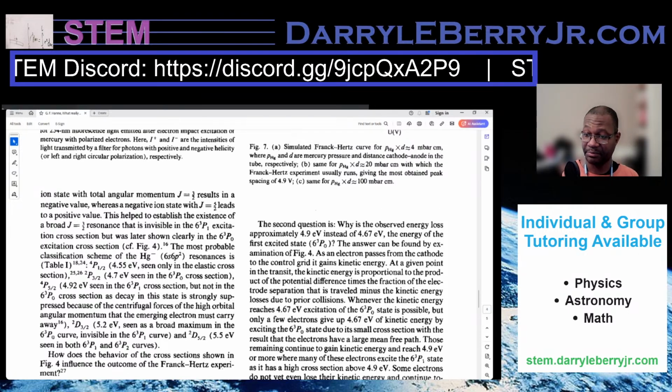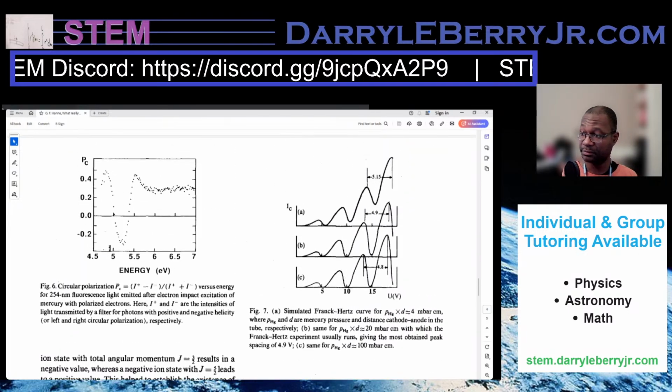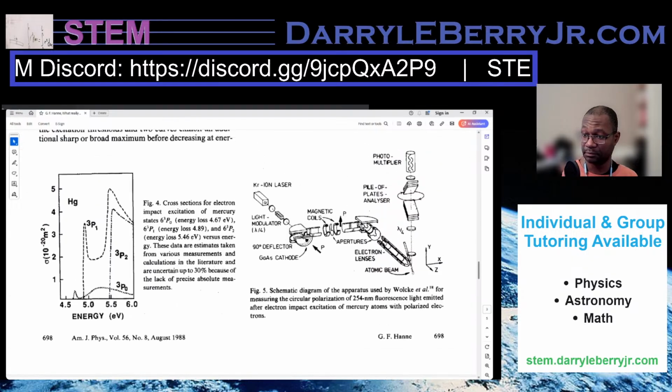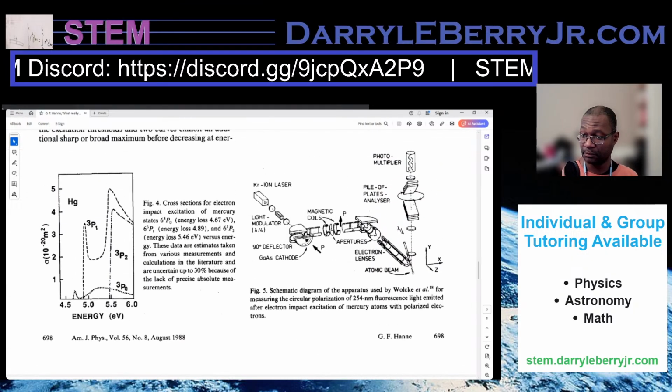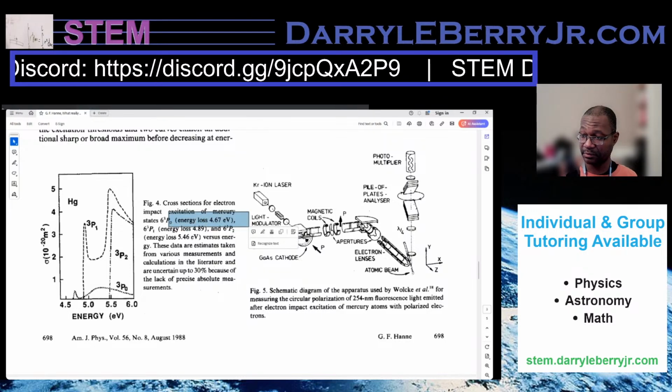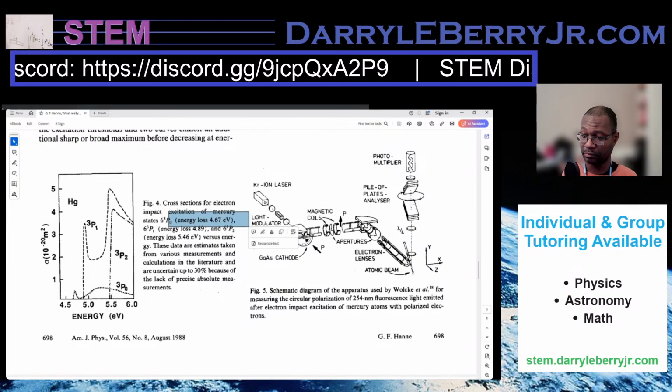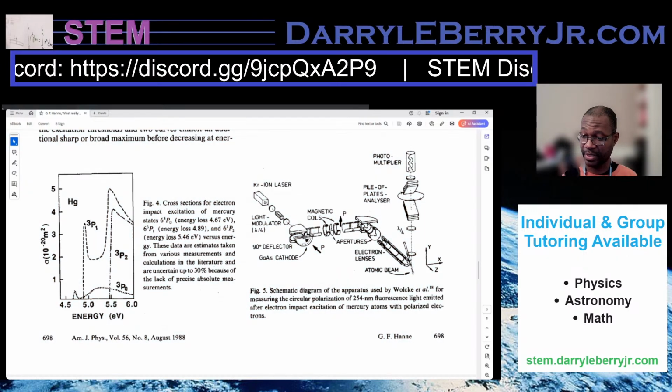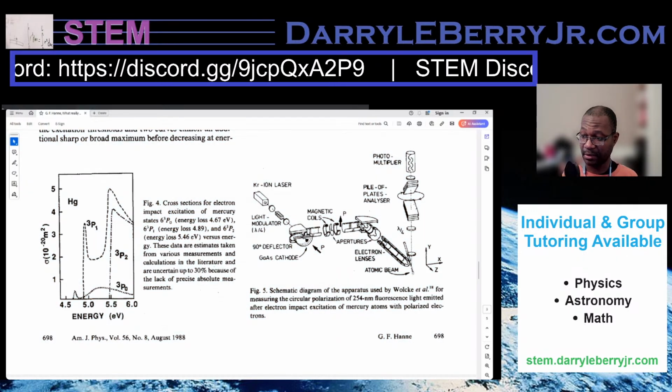That seems to relate to that previous graph. So this is the first excitation state, 4.67. It seems to be here on the graph, this little bottom peak.